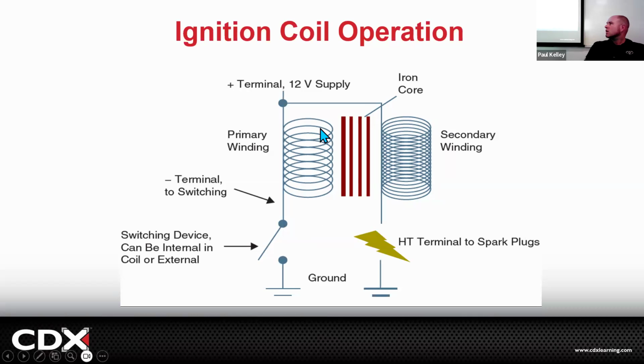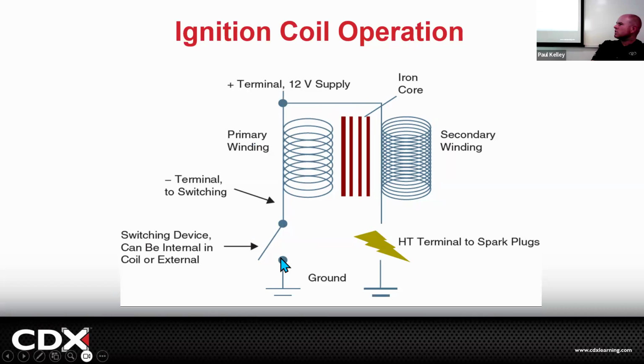So if it's closed, this is charging up. But when we open it, it stops charging, right? The resistance increases, and so there's no more current flow. When there's no more current flow, this magnetic field is going to collapse. It's going to jump right over into here, all right?